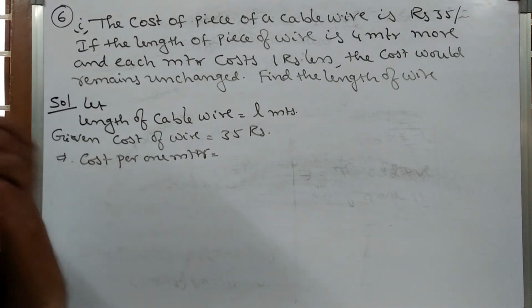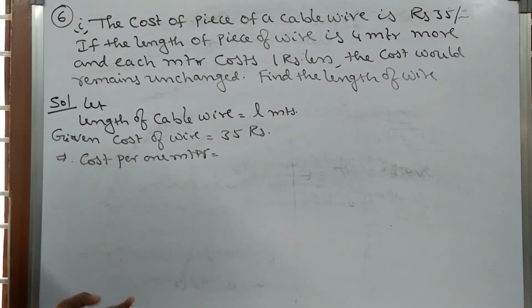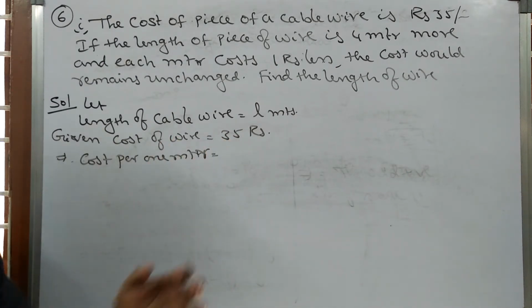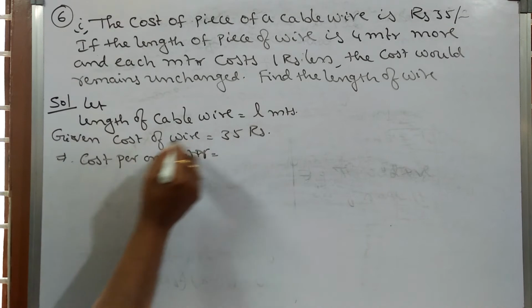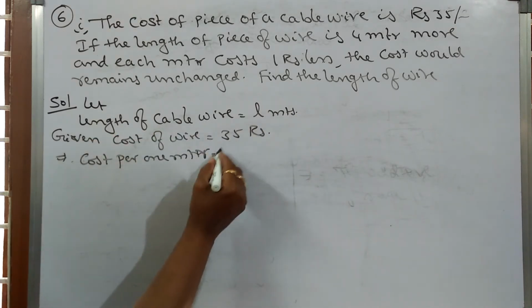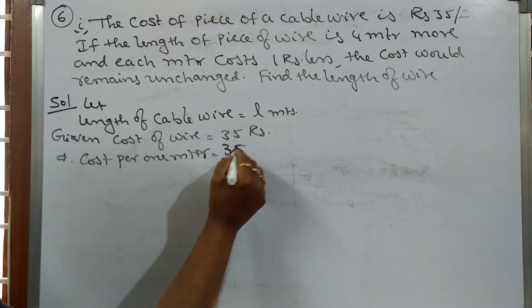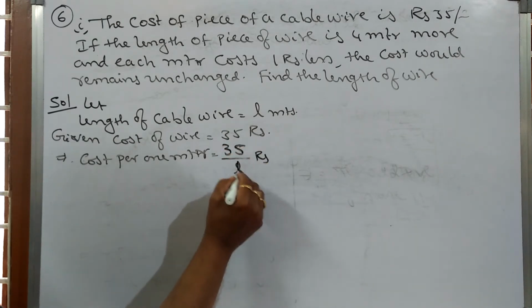Suppose 10 apples cost 50 rupees. Each apple costs 5 rupees. How will you get it? 50 by 10. Similarly, if you go to the shop and buy cloth, suppose you bought 10 meters for 50 rupees, then each meter costs 50 by 10, so 5 rupees. Like that, here also cost per 1 meter: L meters cost 35 rupees, so 1 meter costs 35 by L rupees. This is cost per 1 meter.